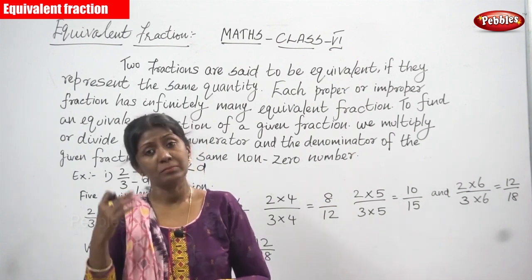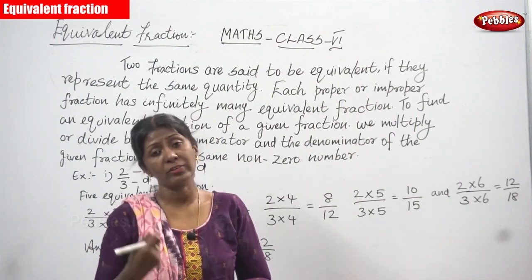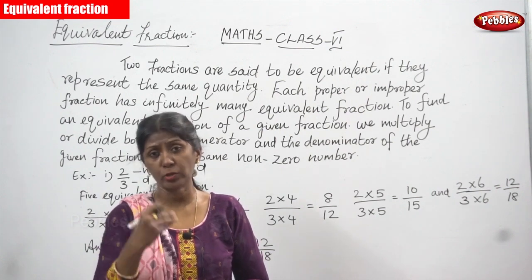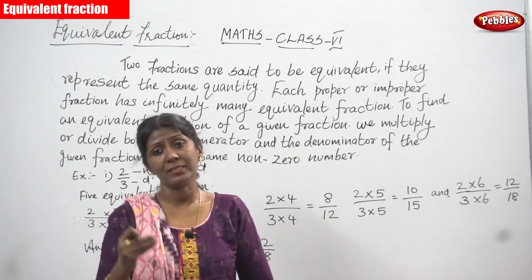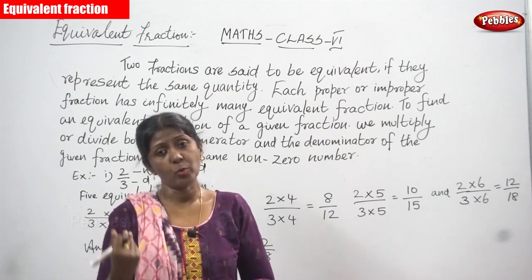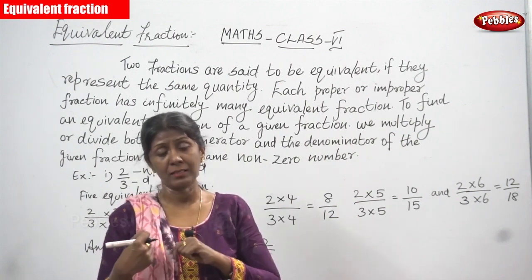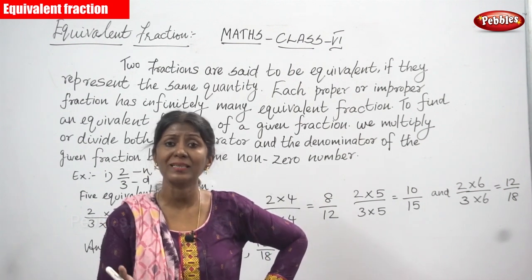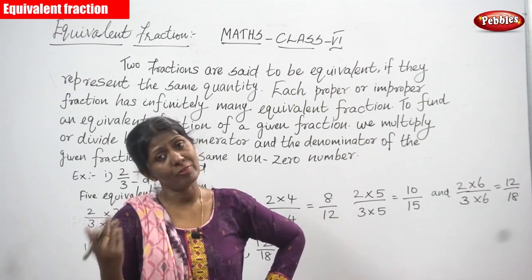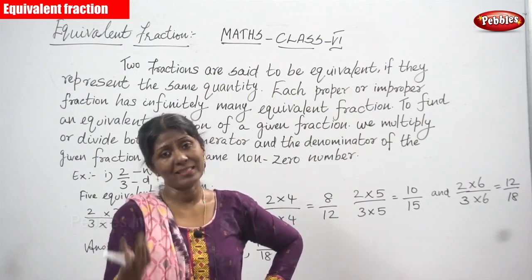But if you want to find the equivalent fraction, you have to multiply or divide by the same number. The numerator as well as the denominator is going to be multiplied by the same number, or divided by the same number. Then you can get the equivalent fraction.